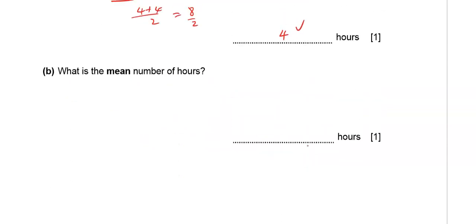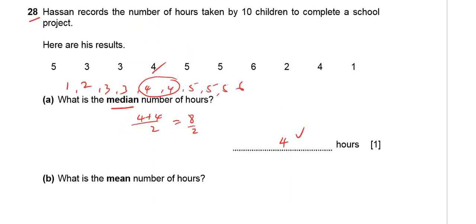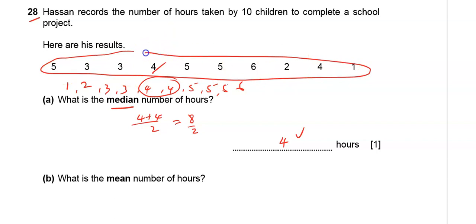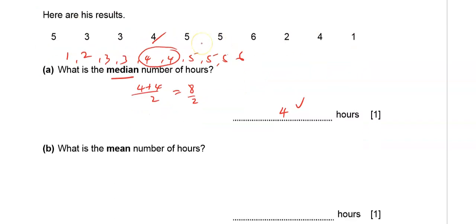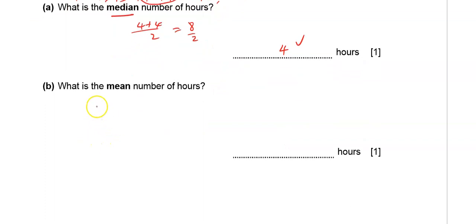So what is the mean number of hours? You add up all these numbers. When you add them up, you're going to get 38, and there are 10 of them. So 38 divided by 10 will give you 3.8. So the mean is 3.8 hours.